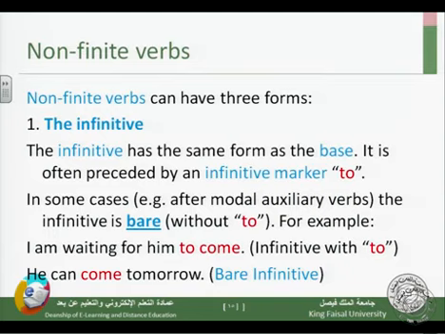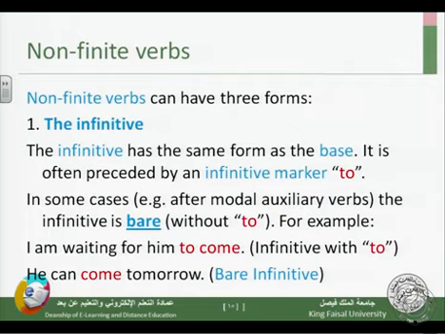So in some cases, for example, after modal auxiliary verbs, the infinitive is bare. We call it a bare infinitive if it doesn't have to. Okay, so a bare infinitive is an infinitive without to. So we have an infinitive with to and an infinitive without to. The second type, the infinitive without to, is called the bare infinitive. So we have two examples here.